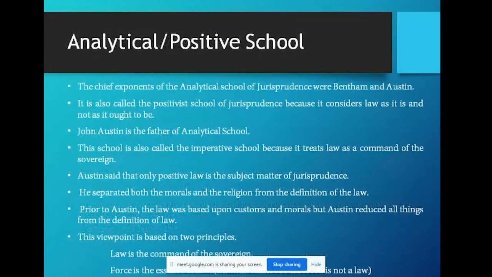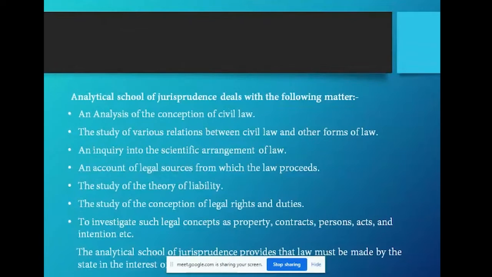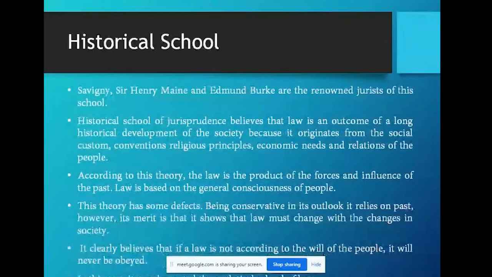Then the second one is the analytical or positive school. The chief exponents are Bentham and Austin. It considers law as it is and not as it ought to be. Austin is the father of this school, and this school is also called the imperative school, and it treats law as a command of the sovereign. Austin separated morals and religion from the definition of law, and his viewpoint was on 2 principles, that is, law is the command of the sovereign, and second, force is the essence of law. That means what cannot be enforced is not a law. That was the thing about Austin. And this school provides that law must be made by the state in the interest of general welfare. These all are the things about the analytical school.